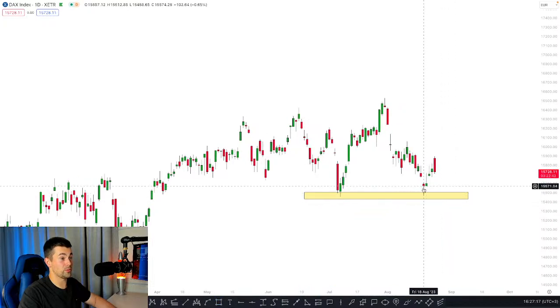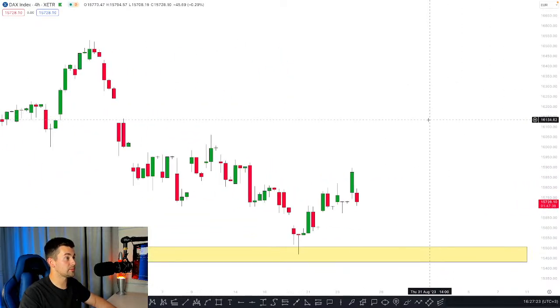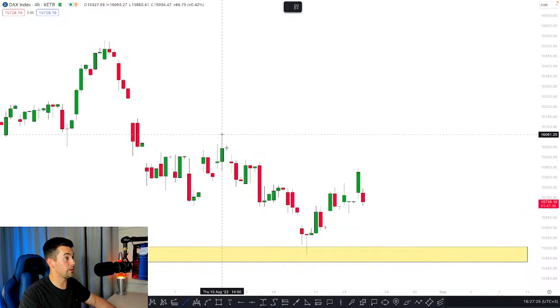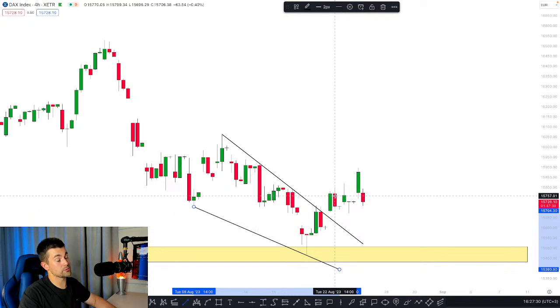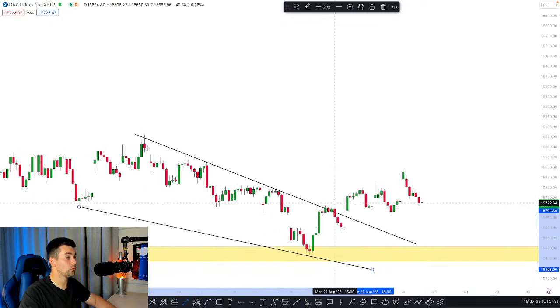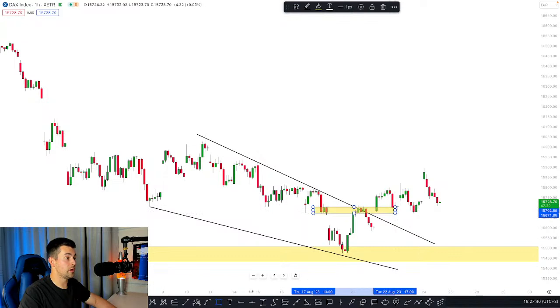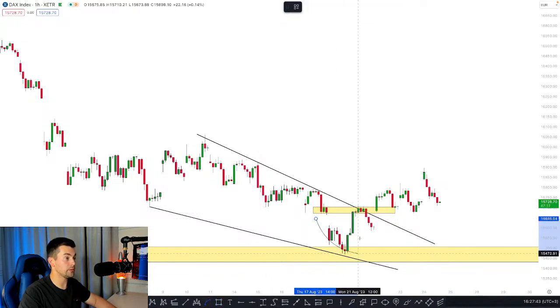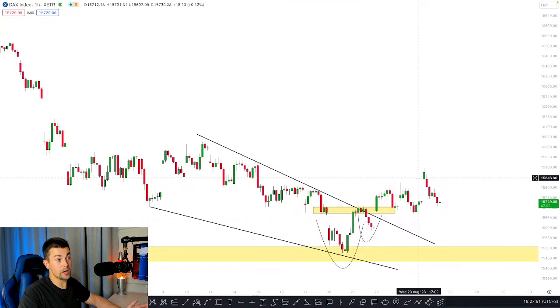From that support we were nicely rejected. Now we are growing. Here what we can spot is that on a 4-hour time frame, we got the falling wedge pattern. The resistance of the wedge was broken. That was a strong bullish confirmation. On an hourly time frame, we have also formed right here the cup and handle pattern. Here was the cup and here was the handle.